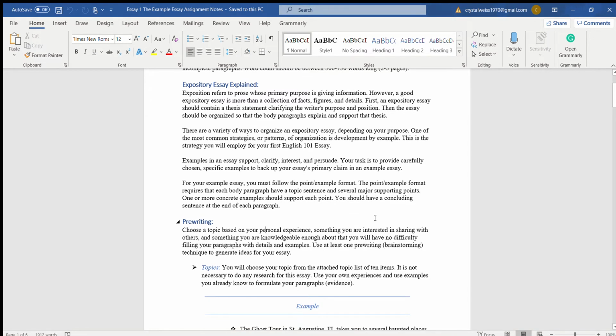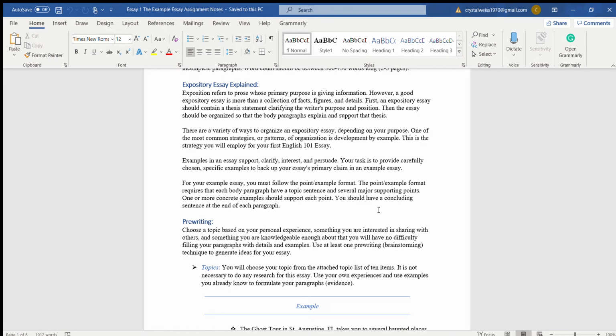All right, expository essay explained. An exposition refers to prose whose primary purpose is giving information. However, a good expository essay is more than a collection of facts, figures, and details. First, an expository essay should contain a thesis statement clarifying the writer's purpose and position. Then the essay should be organized so that the body paragraphs explain and support that thesis. That's where that essay map comes in.